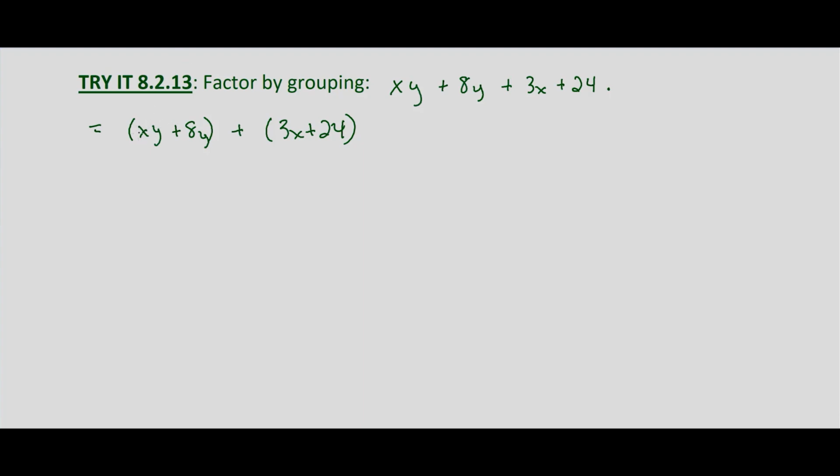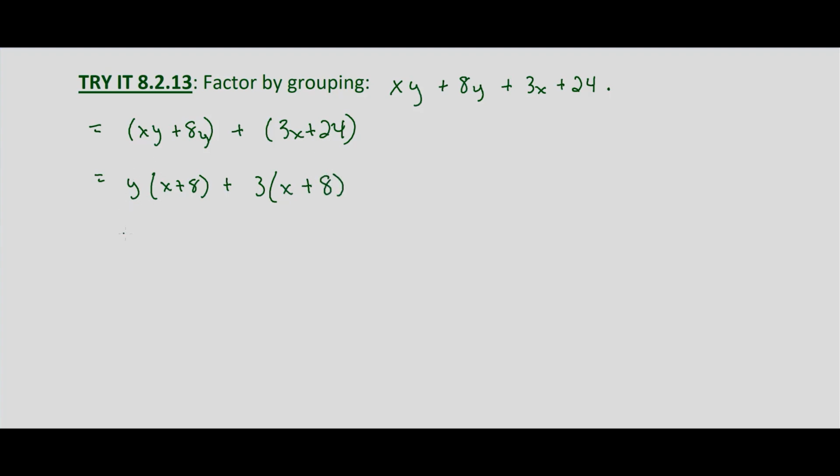In our first two terms that we group together, we have a common factor of y. So this is going to equal y times x plus 8. If we factor out a y from each term, we're left with x plus 8. And then what's a common factor in the second two terms? Well, it would be 3. 3 and 24 both have a common factor of 3. So this would be plus 3 times x plus 24 divided by 3, which is 8.